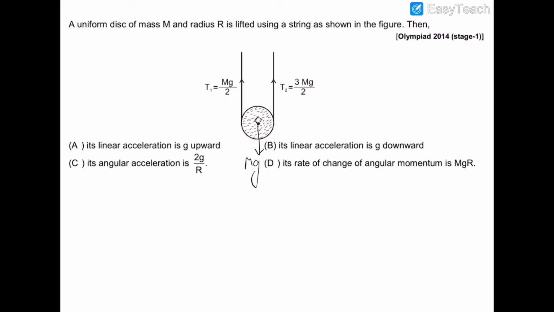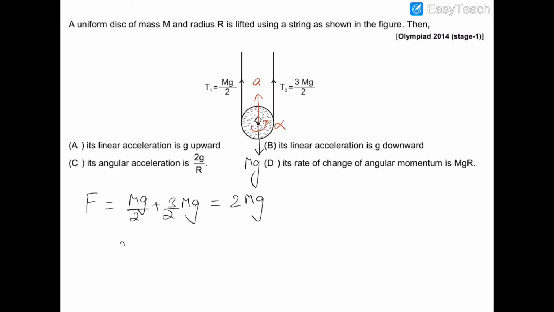Therefore the torque produced by T2 would be greater than the torque produced by T1, and hence this disk would rotate in the anti-clockwise sense with some angular acceleration alpha, let's suppose. Now let's suppose that the center of this disk is moving in the upward direction with an acceleration a, and the total force acting on the disk is F is equal to mg by 2 plus 3 by 2 mg. So this F is equal to 2mg, and the force which is acting in the downward direction is mg.